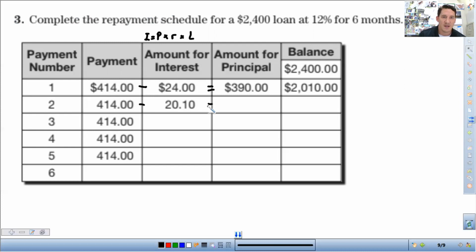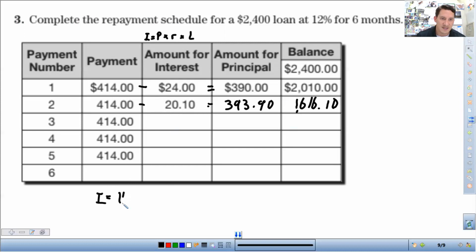So let's actually work through this. 414 minus $20.10 is equal to 393.90. To figure out the new balance, I'm going to do 2010 minus 393.90. Subtracting these, the new balance is $1,616.10.